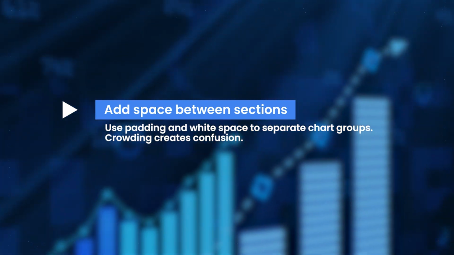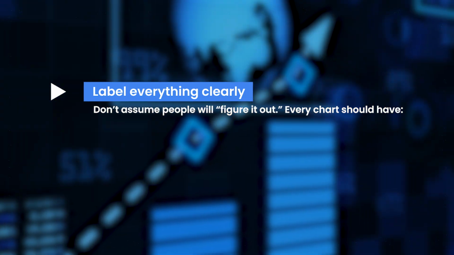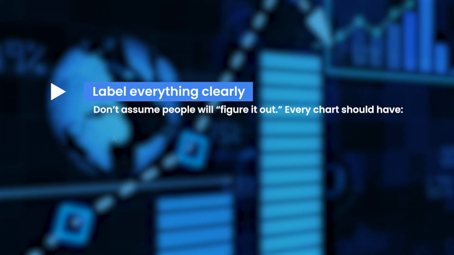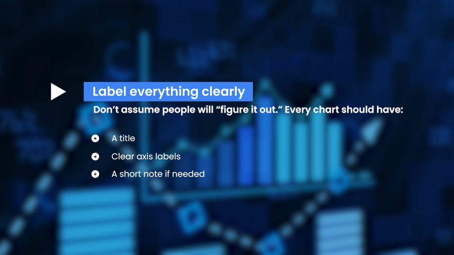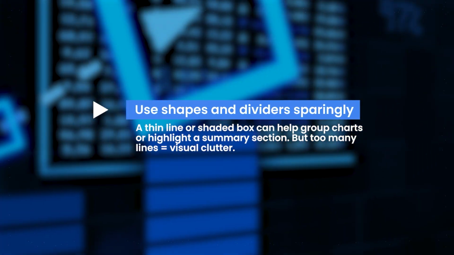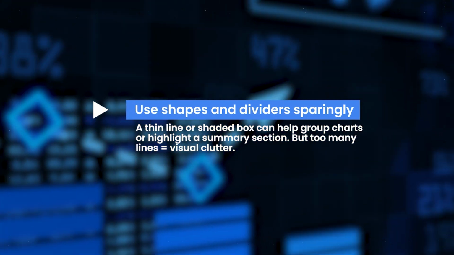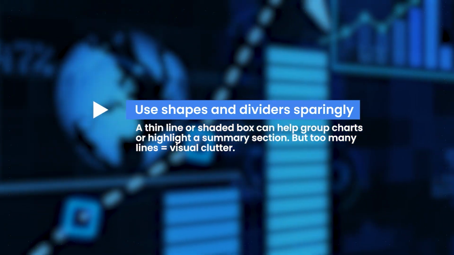Crowding creates confusion. Label everything clearly. Don't assume people will figure it out. Every chart should have a title, clear axis labels, and a short note if needed. For example, scores out of 100. Use shapes and dividers sparingly. A thin line or shaded box can help group charts or highlight a summary section, but too many lines means visual clutter.